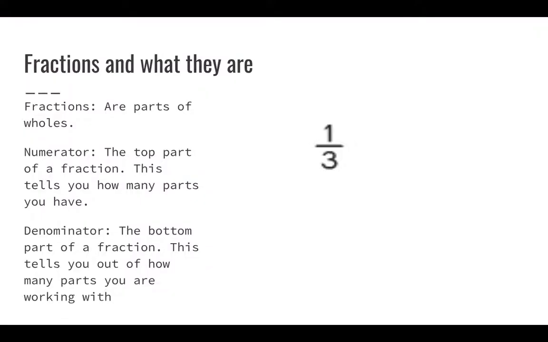So first, you have to understand what fractions are. Fractions are parts of a whole. Most of them are usually smaller than a whole. You'll see it represented just like this. And there's multiple parts. You have the numerator, which is the top part. This tells you how many parts you actually have. And then you have your bottom part, which is the denominator. This number tells you how many parts of a whole there are.